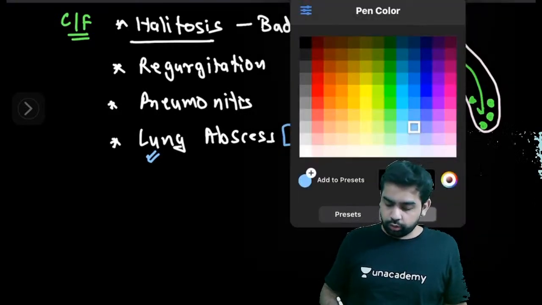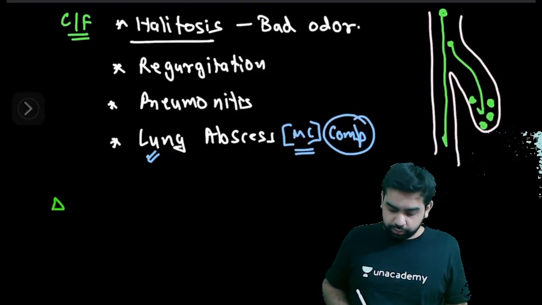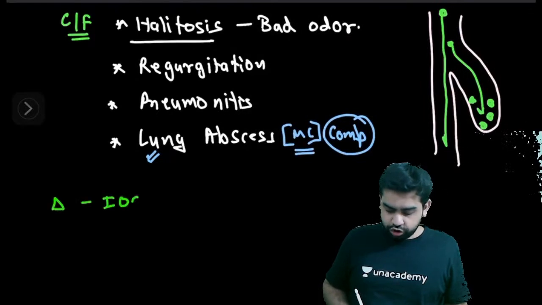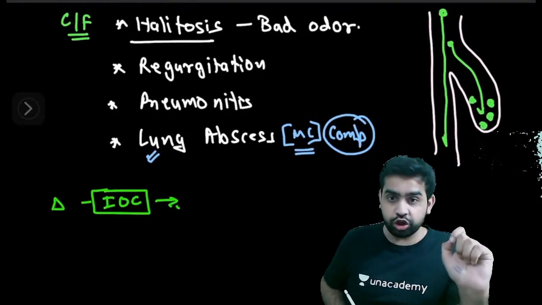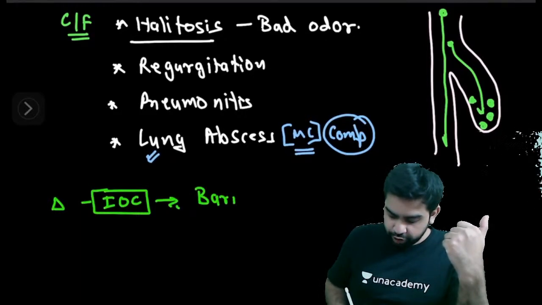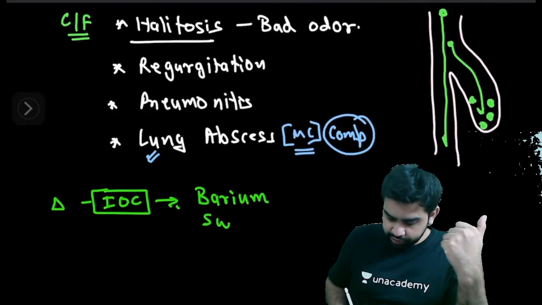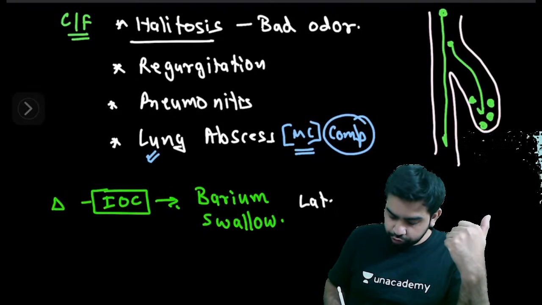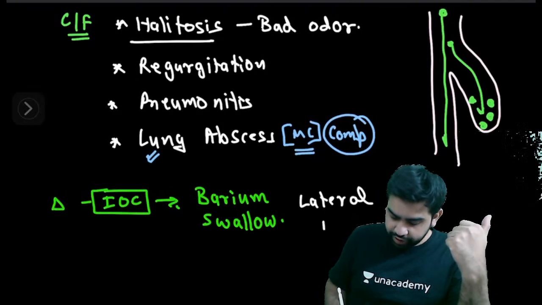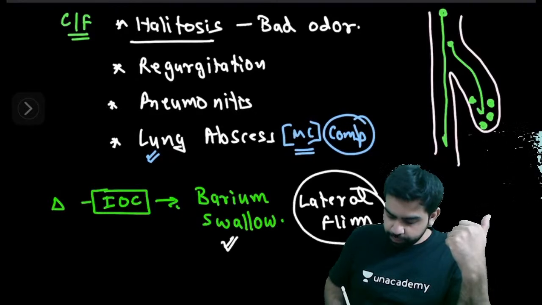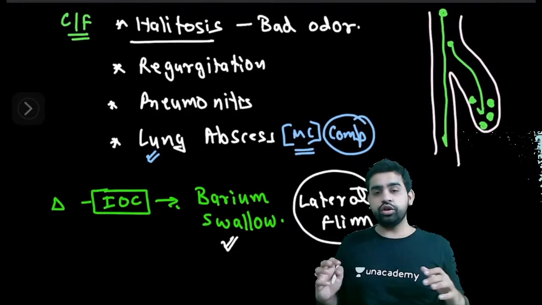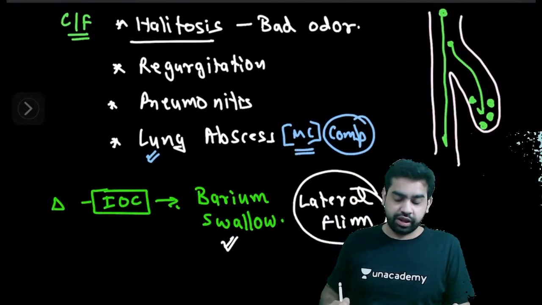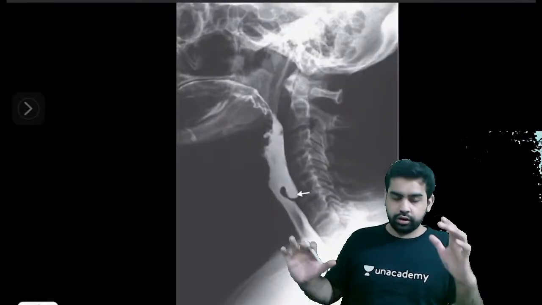Now let us talk about the diagnosis. How will you diagnose these particular patients? The investigation of choice to diagnose your Zenker's diverticulum is barium swallow. You have to do a barium swallow, and that too you have to take a lateral film. So a lateral film barium swallow is your investigation of choice in order to diagnose your Zenker's diverticulum.